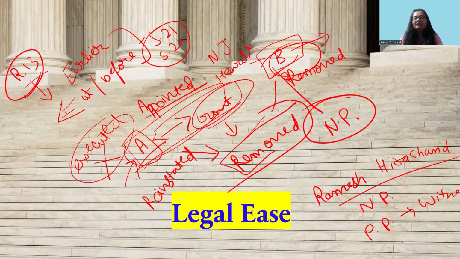In the next video, we'll discuss the representative suit, which is also given under Order 1, and another concept of striking off and adding of the parties, which is mostly applicable in case of misjoinder and non-joinder of parties.